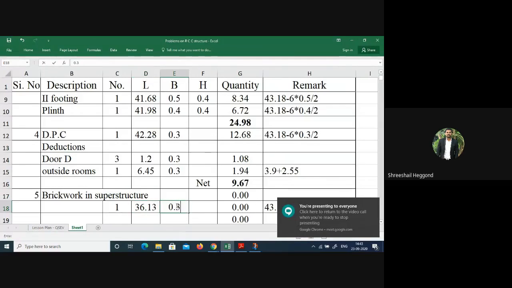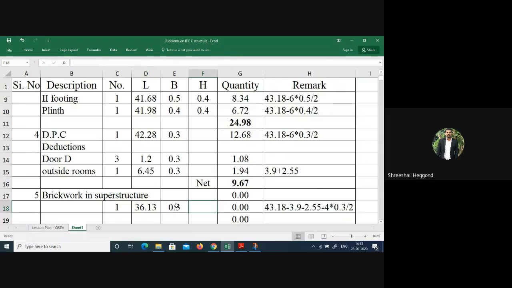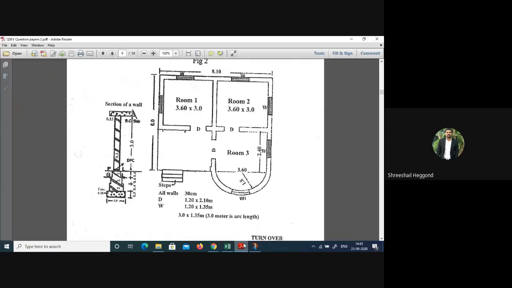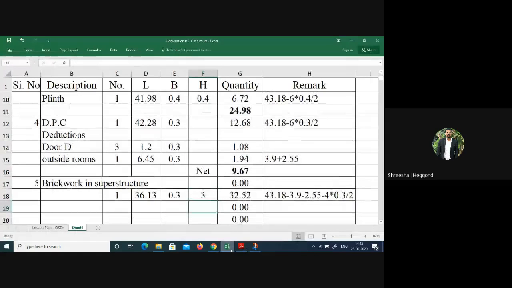Width is 0.3, and the quantity will be, height of building is how much? 3 meter, which is given in the cross section. So usually it will be given 3 meter only. 32.52. Next will be the deductions.